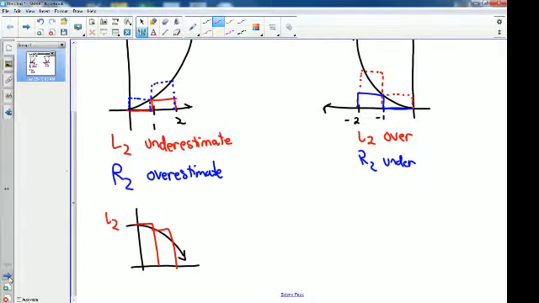Okay. R2 is an overestimate if we are increasing, underestimate if we are decreasing. Okay. So left and right endpoints deal with increasing and decreasing functions. Okay, so let's write that up. So for an increasing function, don't forget the word function.